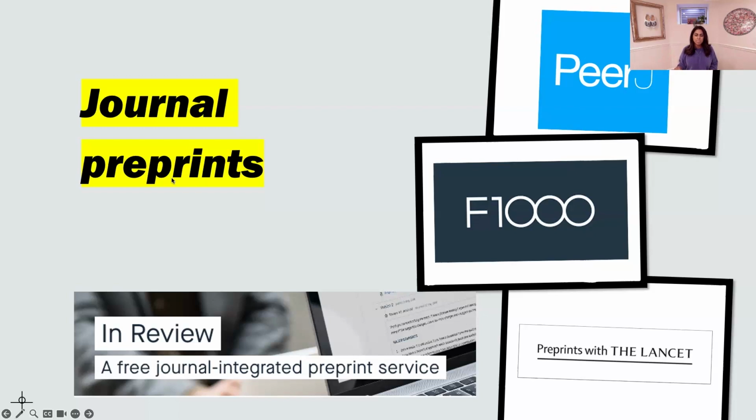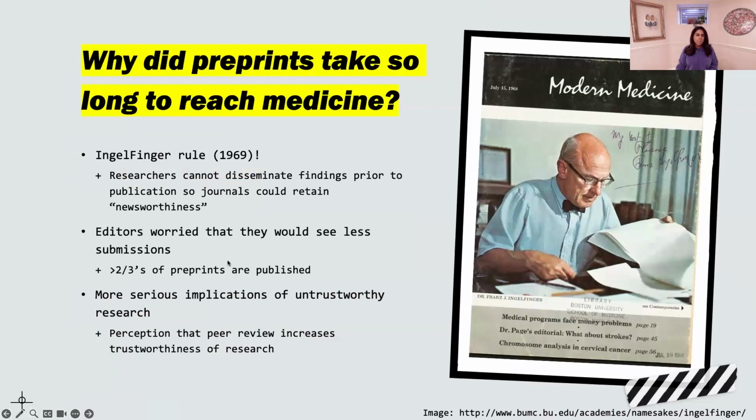This is available in Springer Nature journals, and it provides an option when you're submitting to the journal to directly post to a preprint server. That's Research Square in this case, and it provides updates in real time as to the status of peer review within a journal. And the neat thing is, if the journal then rejects your manuscript, that manuscript stays on the preprint server. And so, why did preprints take so long to reach medicine?